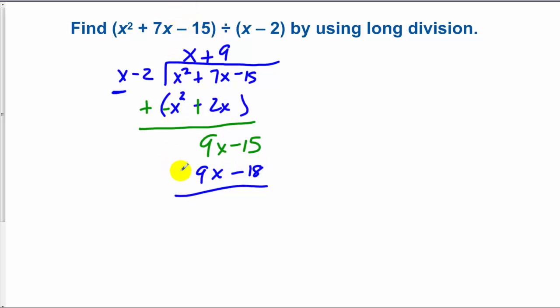Once again, I'm going to want to subtract this quantity. So I distribute the negative through, giving me a negative here and a positive here. Then I add. Left with 0 here and 3 here.